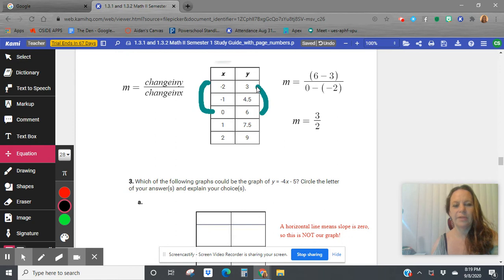So when we use a table of values, you just have to subtract 2 of the y's and then subtract 2 of the x's. I like to stick to whole numbers instead of decimals.